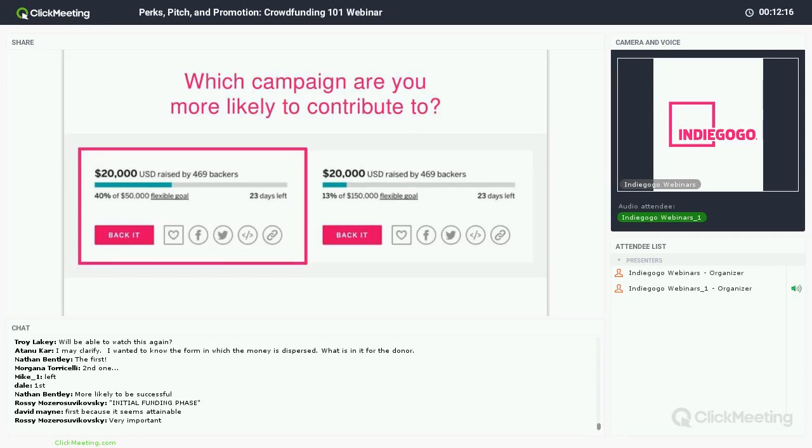So what we suggest doing is hitting 30% of your goal in the first few days of your campaign. So kind of aim somewhere around there. Obviously, you don't want to aim too low. You want to make sure that you're actually raising the funds you need to complete the project.